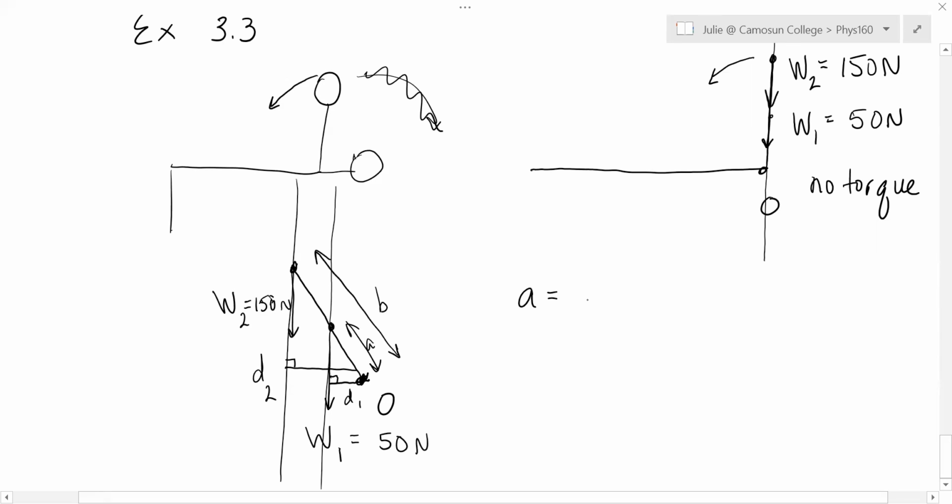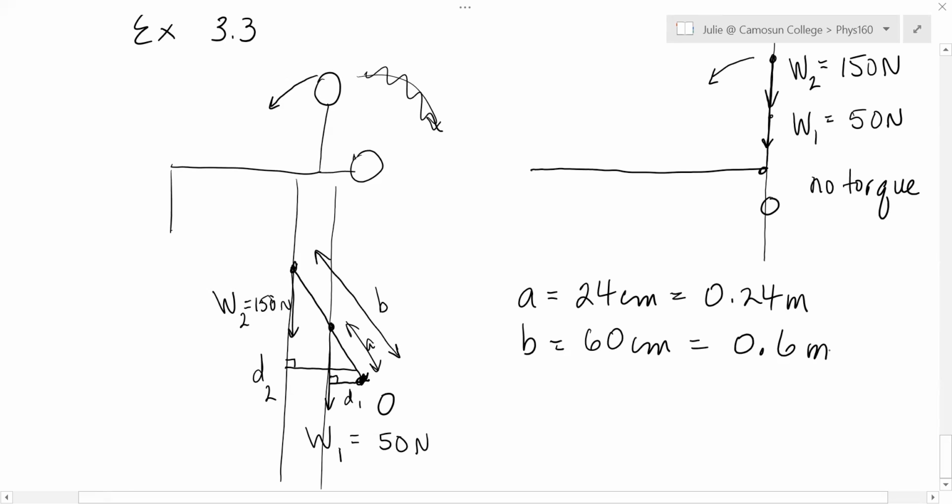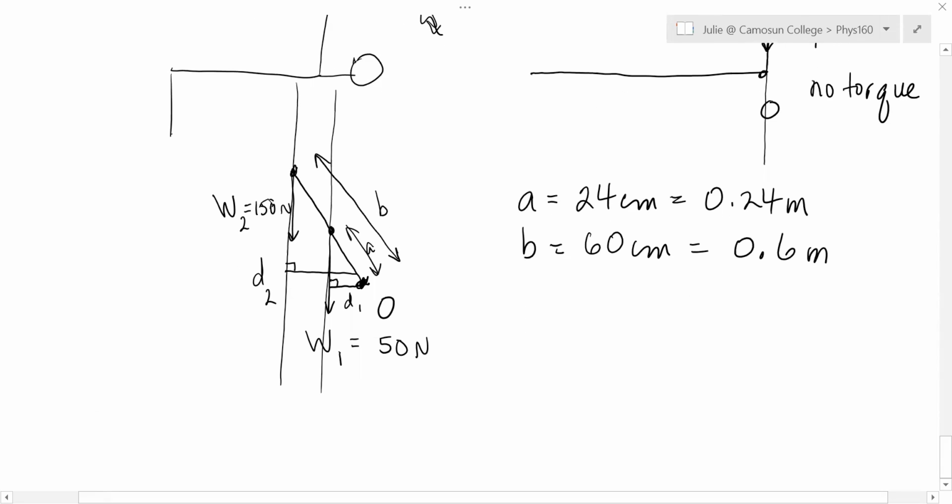So A, they tell you, is 24 centimeters. And so this is 0.24 meters. And B is 60 centimeters. And so this is 0.6 meters. And those don't change. The things that change are D1 and D2 as you rotate about your shoulder. Now they're giving you different angles here. They're giving you this angle up in here, theta. Same as this one. So the triangle is different now. It looks like this. And this is what you're going to have to be able to do. You're going to have to make these triangles, figure out where the D's and A's and B's are.